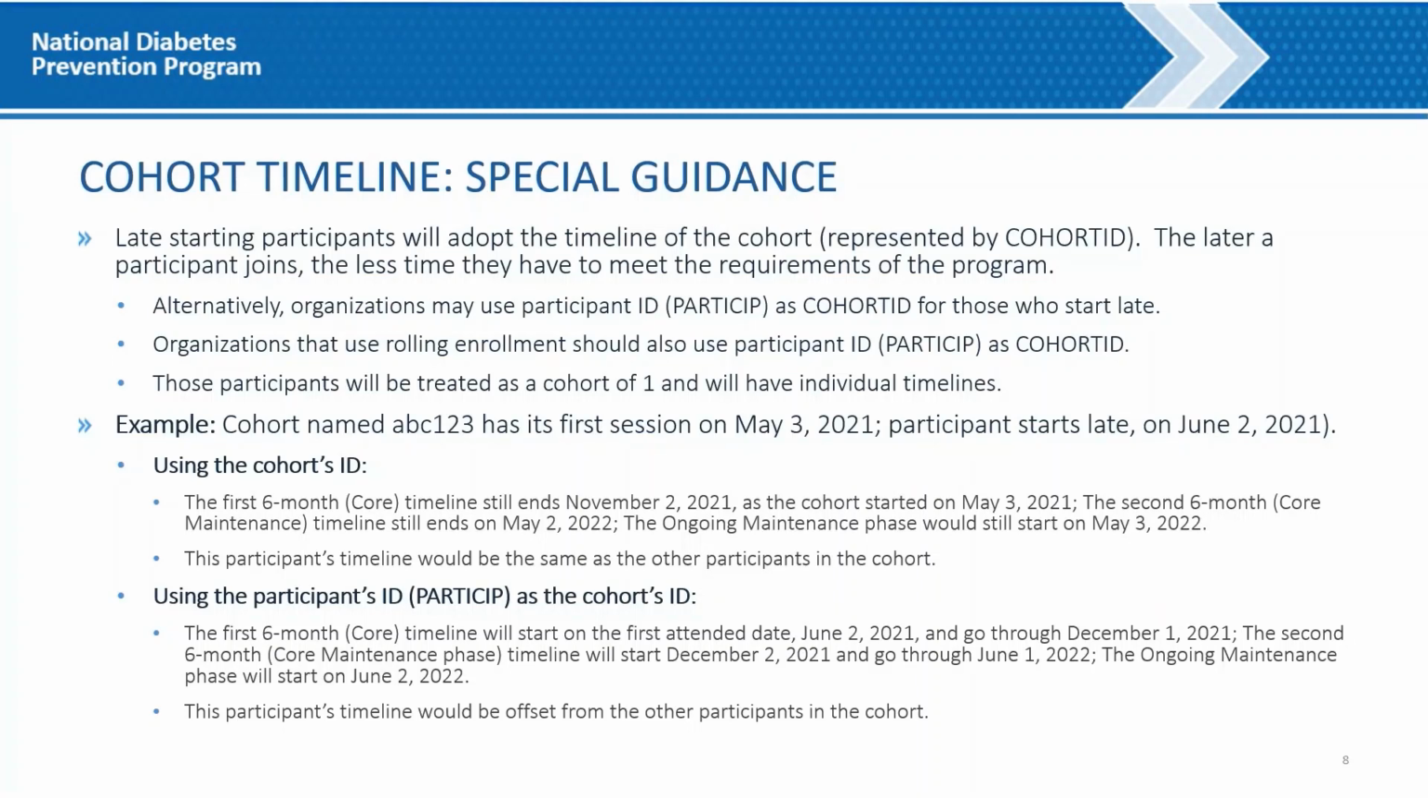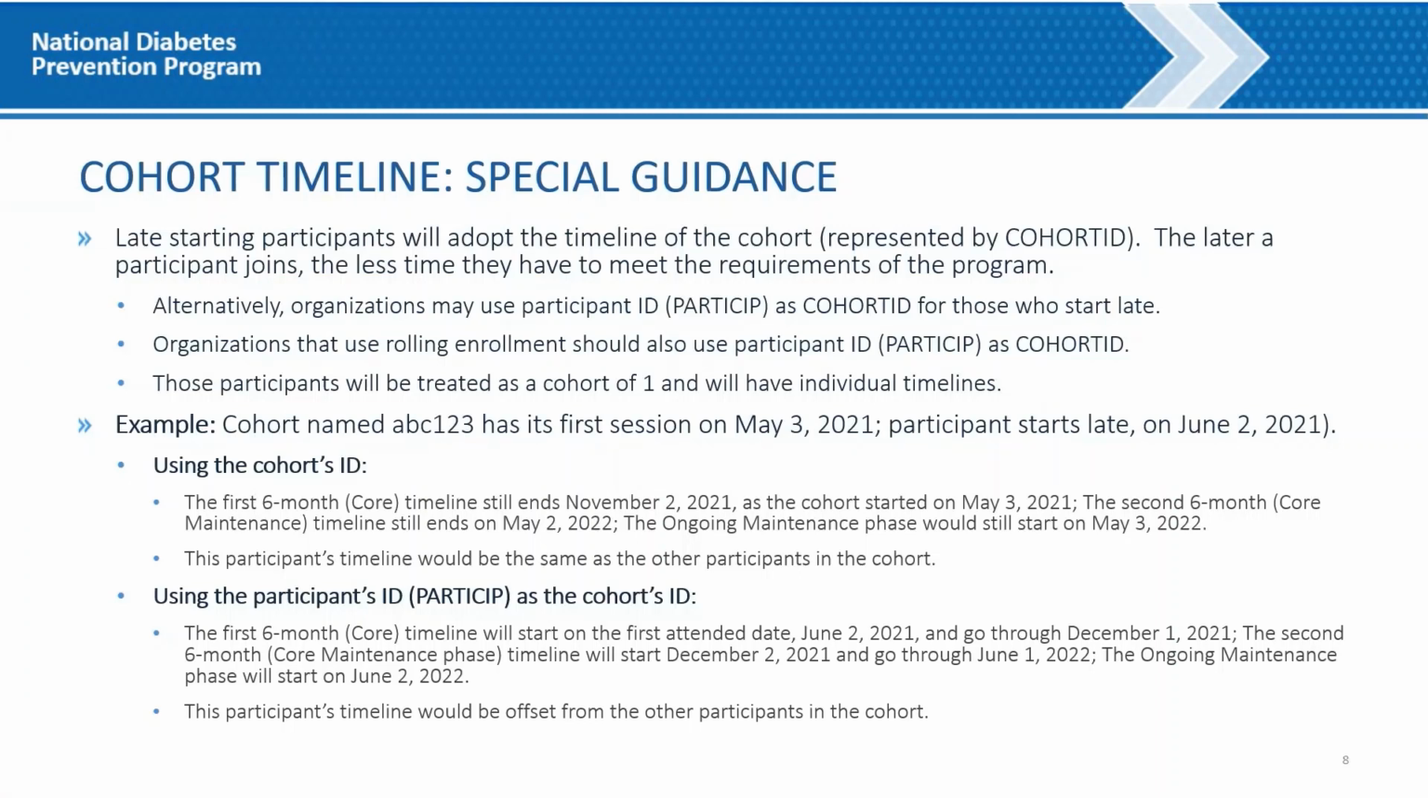Late starting participants will adopt the timeline of the cohort, even if this results in a participant having less time to complete the program. The later a participant joins, the less time they have to meet evaluation criteria and program requirements. The DPRP strongly recommends that organizations do not allow participants to start more than 2 weeks after a cohort effective date.